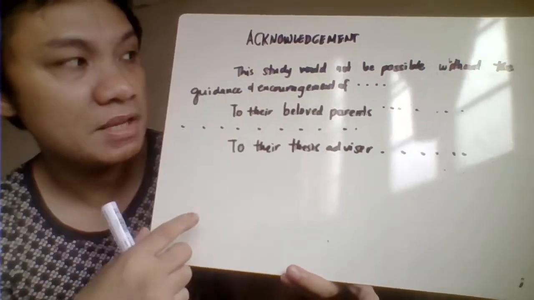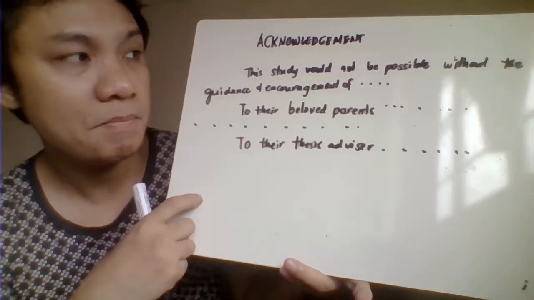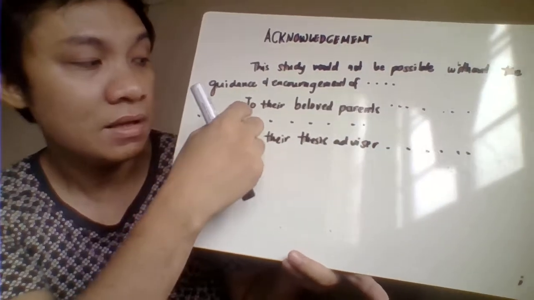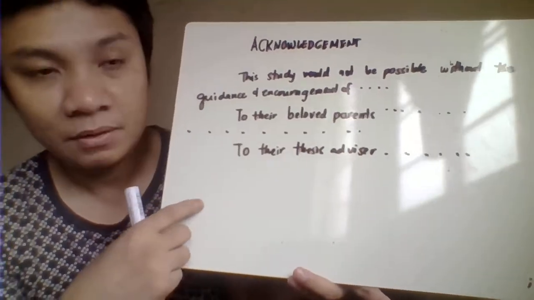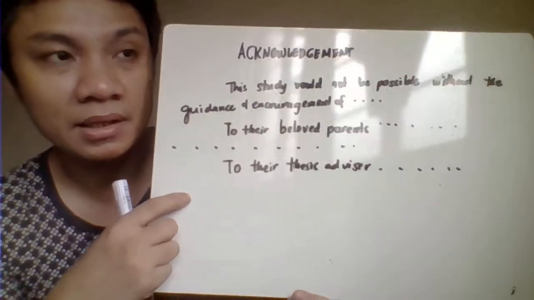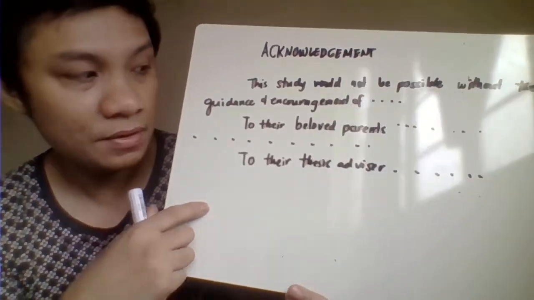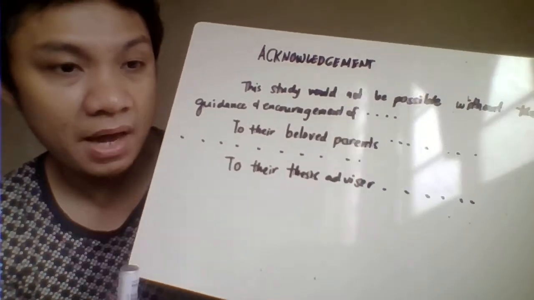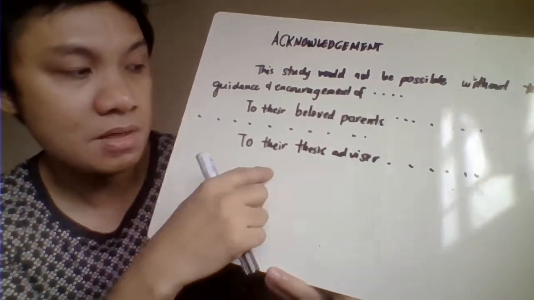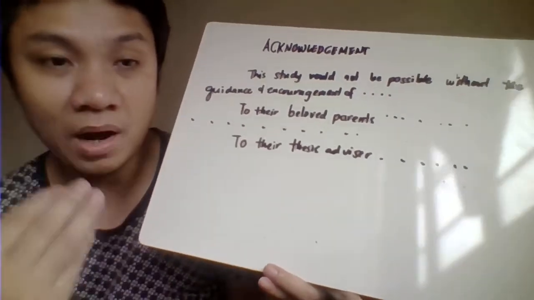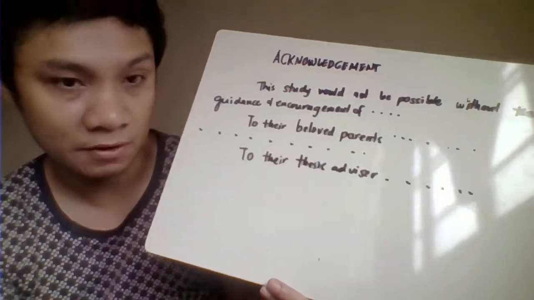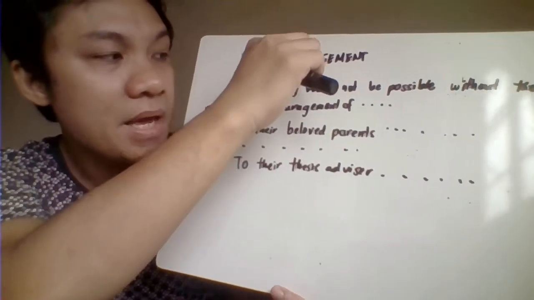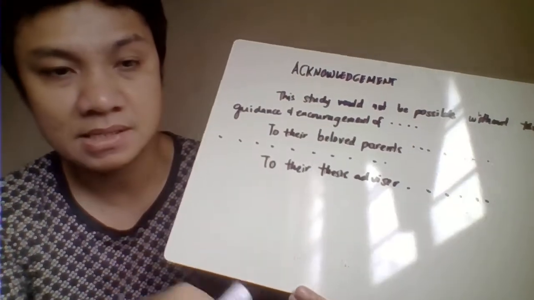So you should have an introductory statement like this: this study would not be possible without the guidance and encouragement of. Next, we have your intent again to their beloved parents. When you're writing the acknowledgement, make sure that one is in third person. So like this one, to their beloved parents, you will not write to our beloved parents, but rather to their beloved parents, to their advisor, not to our advisor. It should be in third person. Okay? So we have double space. All of this are all double space.